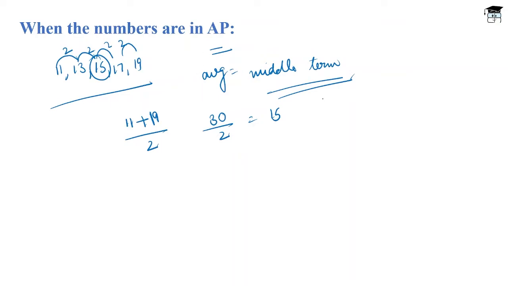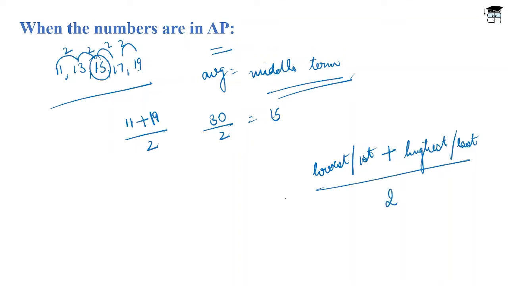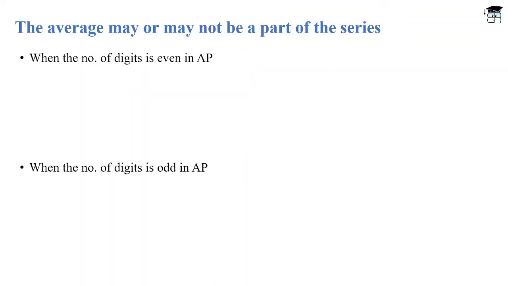Alright, this is clear. What is the formula we use? We use the lowest, or you can say the first digit, plus the highest, or you can say the last digit, divided by 2. So this gives me the average when the numbers are in AP. Alright. So the next topic is that the average may or may not be a part of the series.